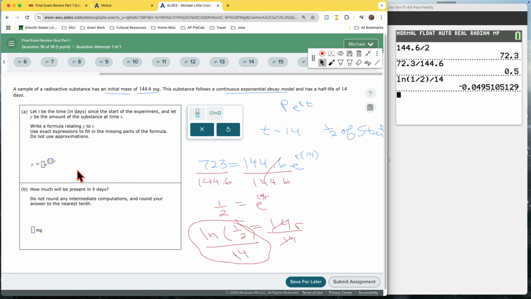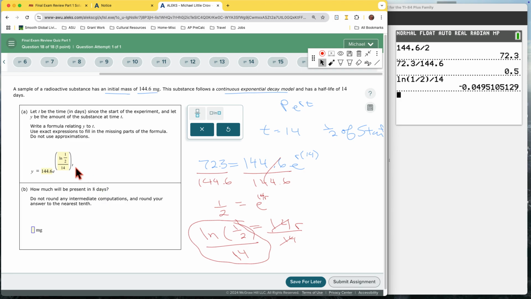So we have the 144.6. I can put that in, 144.6. For this exponent up in here, which looks like it's already in parentheses, I need a fraction. In the top, I need my natural log of 1/2, and in the denominator, I need 14. That's what they want there. Don't put in this decimal. It won't get marked as correct. There we go. And now, how much will be present in 8 days?